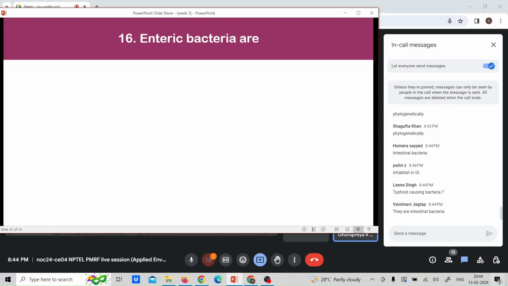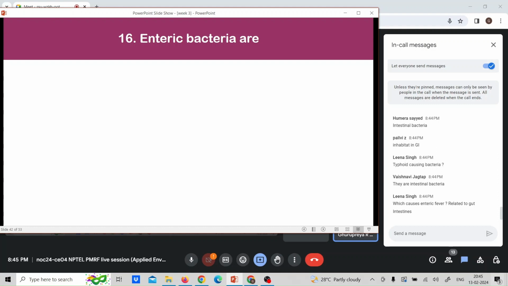Right. We have different answers. Right, Leena Singh, the way you try to connect things is exactly right, and all other answers are also right. Enteric bacteria is basically found in intestinal tracts. That is what we call the enteric portion. Okay, and the next question posed: can it be harmful or can it be useful? Are enteric bacteria generally harmful or useful?